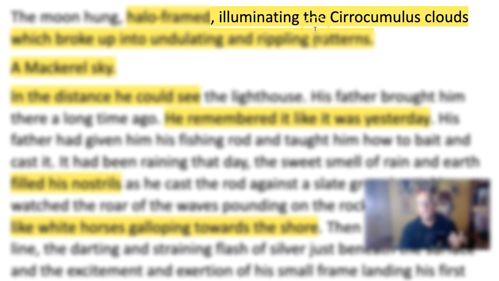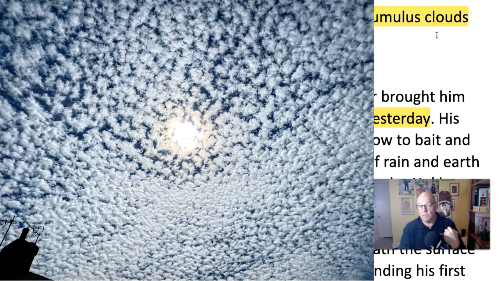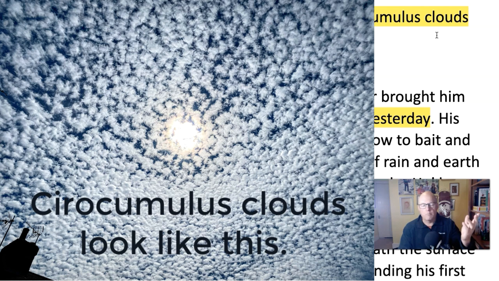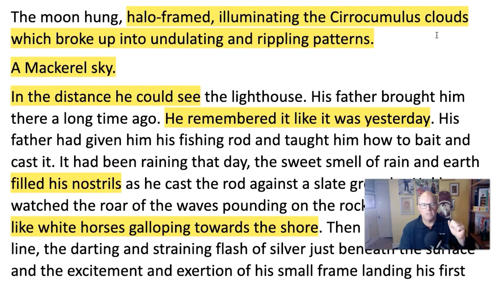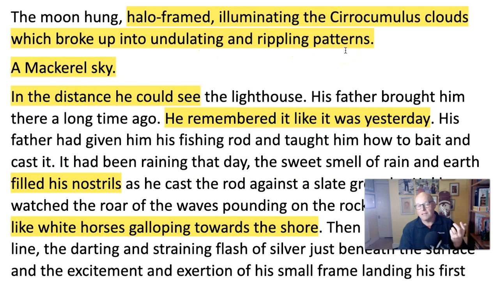What did it illuminate? The cirrocumulus clouds. Well, who cares what kind of clouds they were? If the shape of the clouds is relevant to something later, put it in. But it isn't. We're going to scrap it. Which broke up the undulating and rippling patterns. Well, is the fact that the clouds are in patterns going to be important? Will it work in some symbolic way to help us understand the character or the setting? The answer's no. We're going to ditch it.